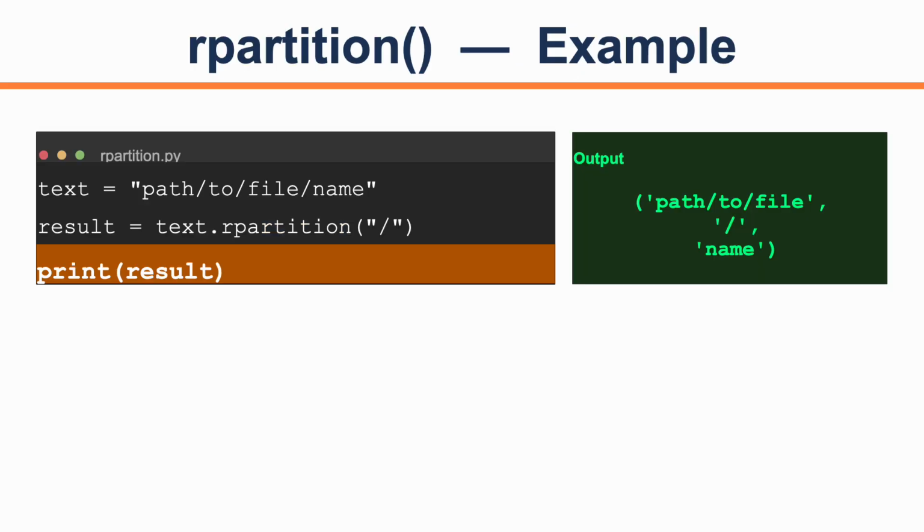Here we store the string with multiple slashes in a variable called text. Calling rpartition with a slash as the separator splits at the last slash.